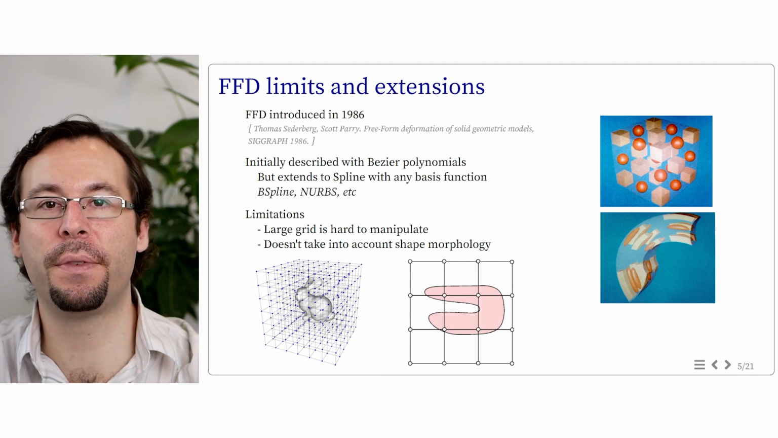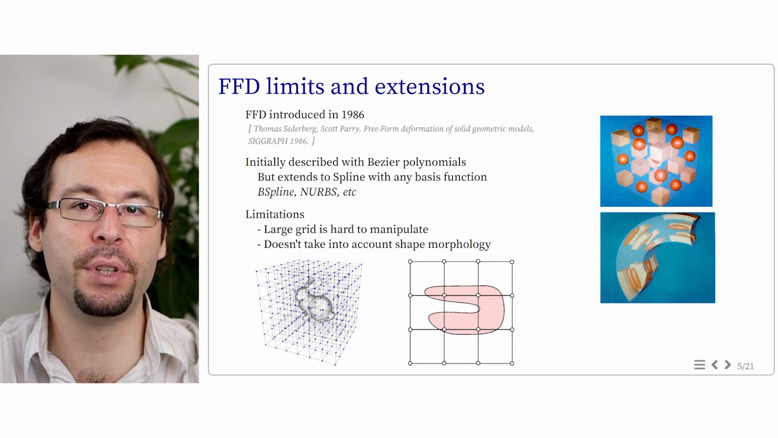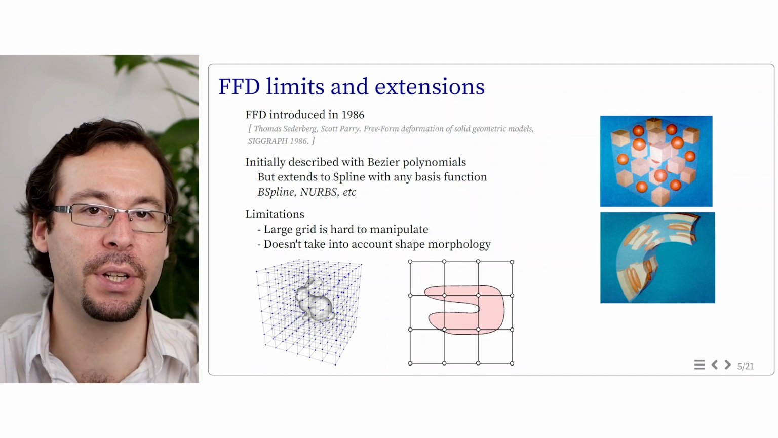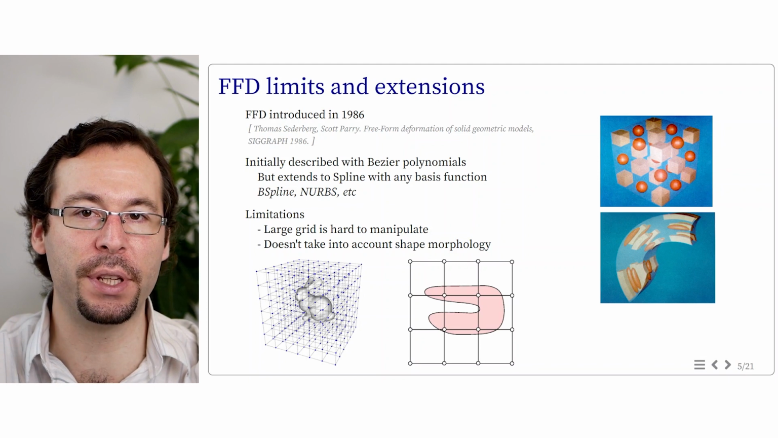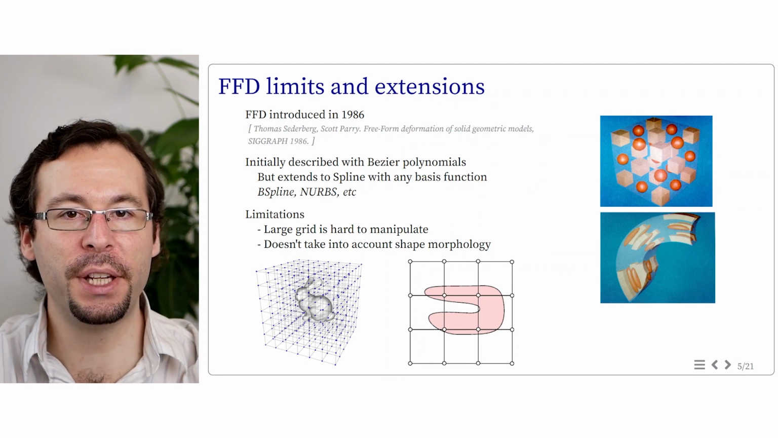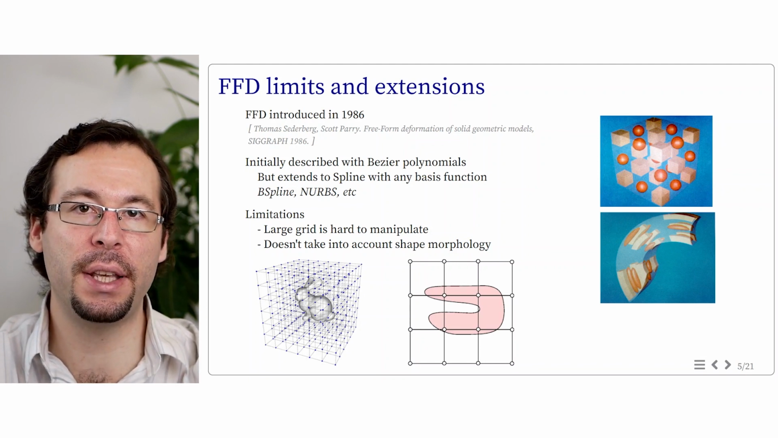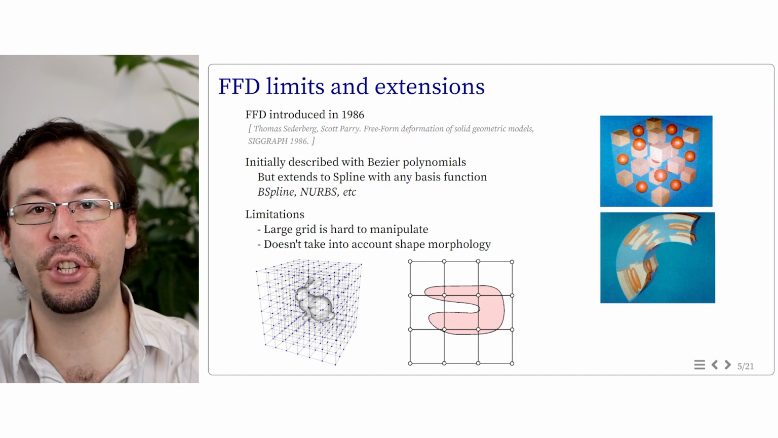Using FFD is, however, associated with some limitations. First, if you want lots of degrees of freedom for the details, you need a grid with more samples. And actually, using a large grid is very hard to manipulate in 3D. Also, the second limitation is that this grid deformation is not aware of the morphology of the shape.